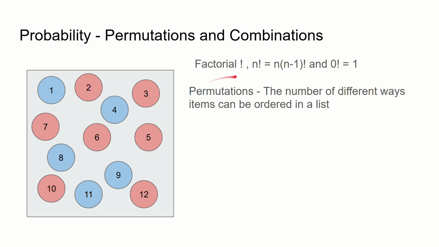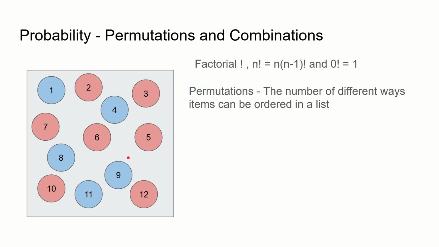Now let's talk about what permutations are. Permutations is the number of different ways items can be ordered in a list. So for example, there are 12 items here, and let's say we want to order them into 12 slots. We want to pick first, we would grab one of the 12, so there's 12 options. And then we've already taken one out, so now there's 11 options, and then 10 options, and then 9 options. And so the number of permutations of these 12 items into 12 slots would be 12 factorial.